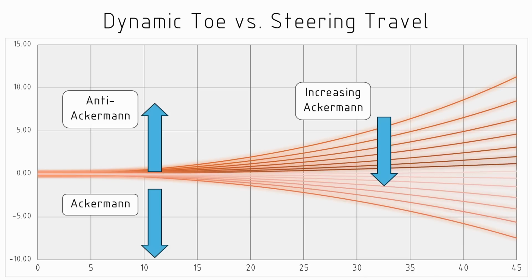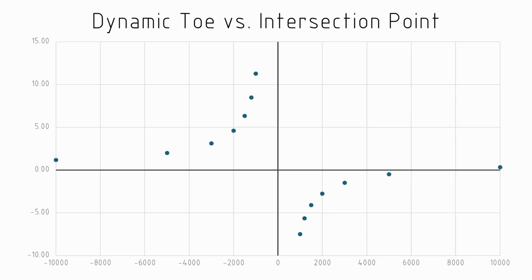And we can plot the dynamic toe versus that intersection point, and we see that it's a roughly hyperbolic function. As that intersection point gets closer, we get a lot more dynamic toe, whether it's anti-Ackermann or positive Ackermann. And as that intersection moves away, it becomes much more parallel. You can see this in these lines of best fit.